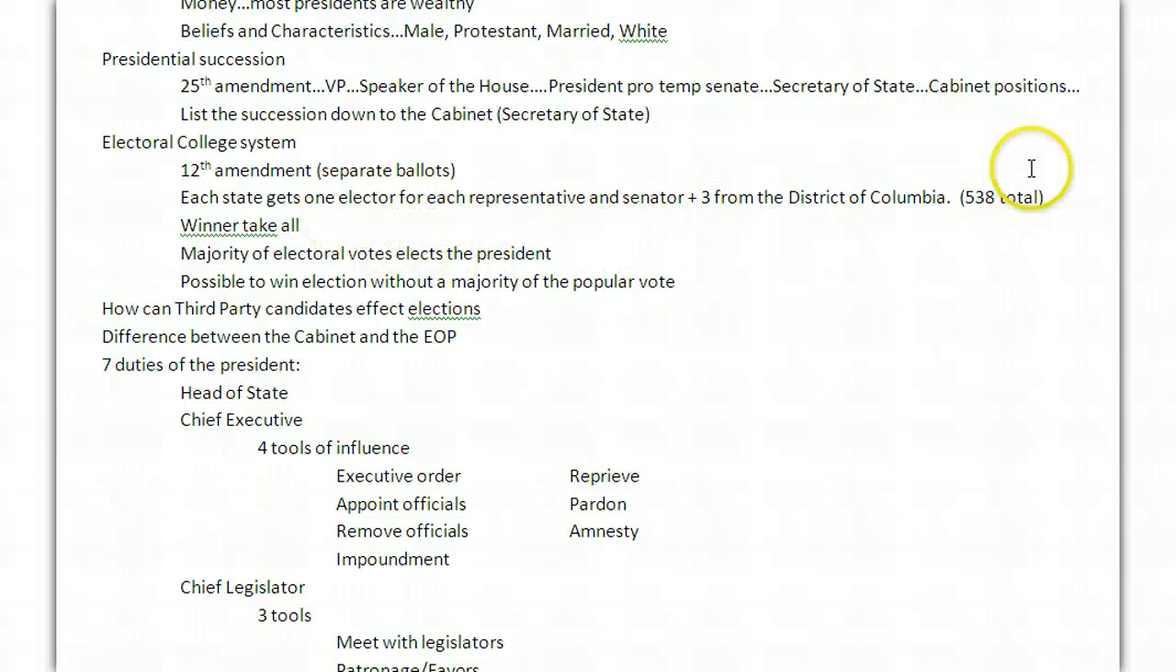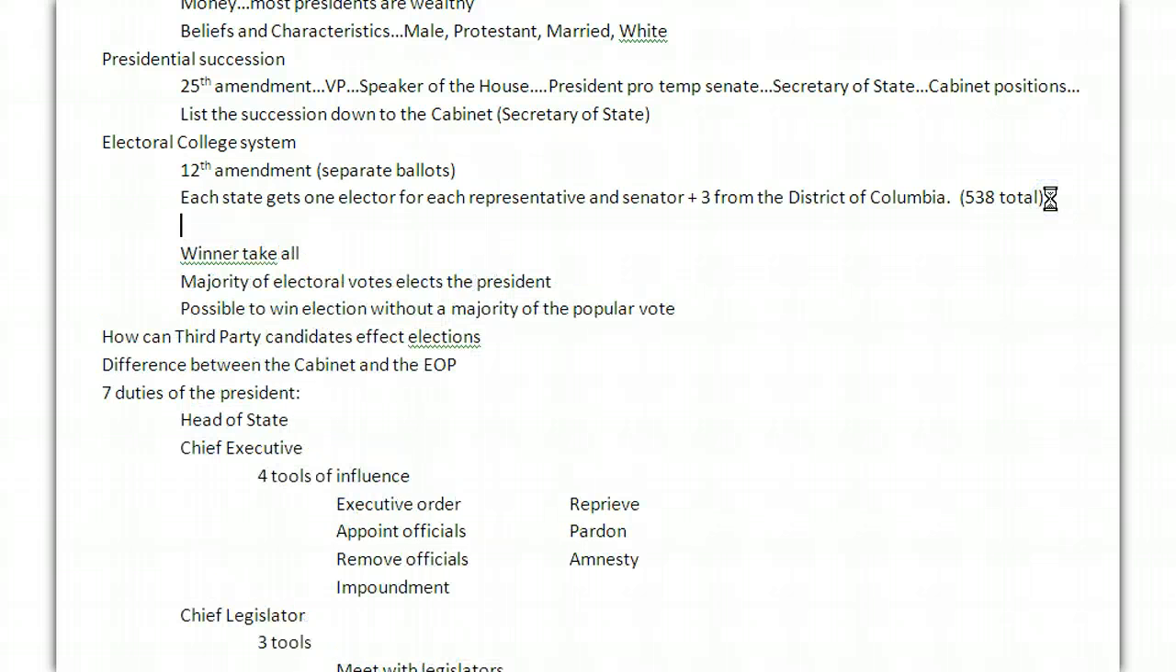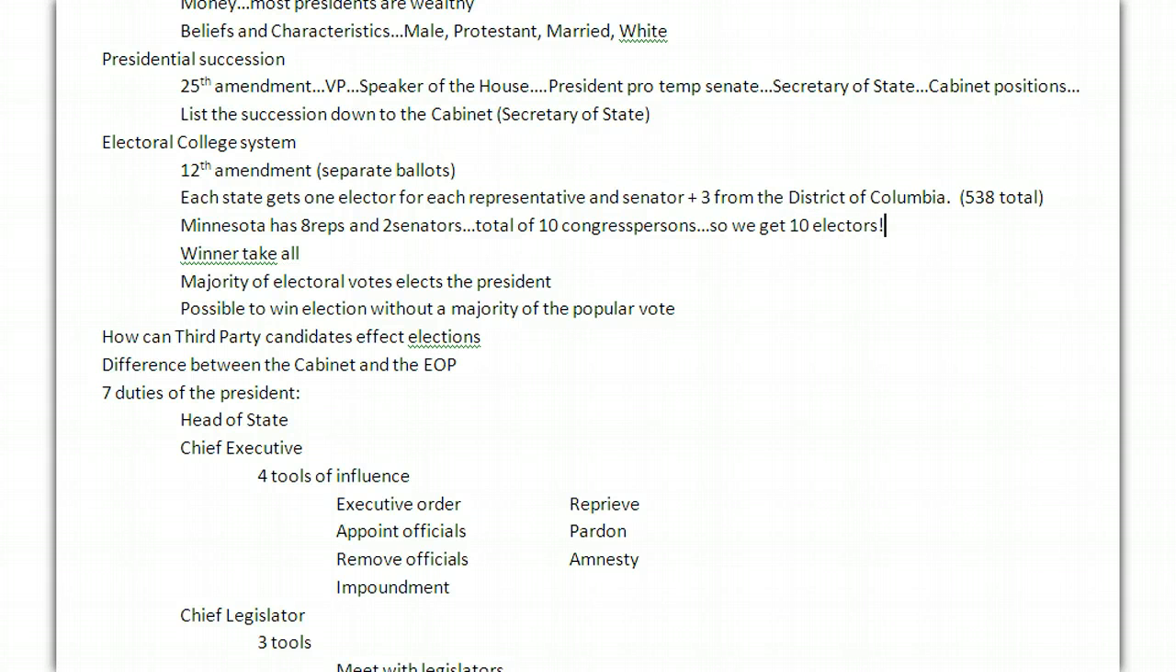So in Minnesota, we have 8 reps and 2 senators, a total of 10 congresspersons, which means that we get 10 electors. Okay?